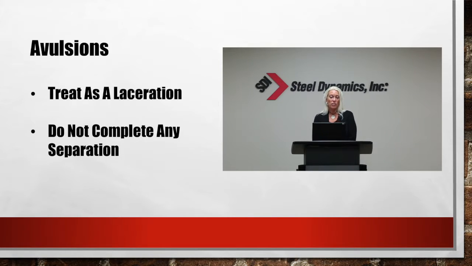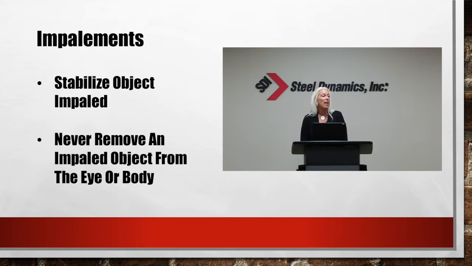If we have an avulsion, we would treat it as a laceration. We don't want to completely separate the tissue from the body. If we have an impalement, what we'd want to do is stabilize the object that's impaled in the body, never removing any impaled object from the eye or the body. So if somebody had an impaled object, we want to stabilize that from moving and call 911 to get them transported.